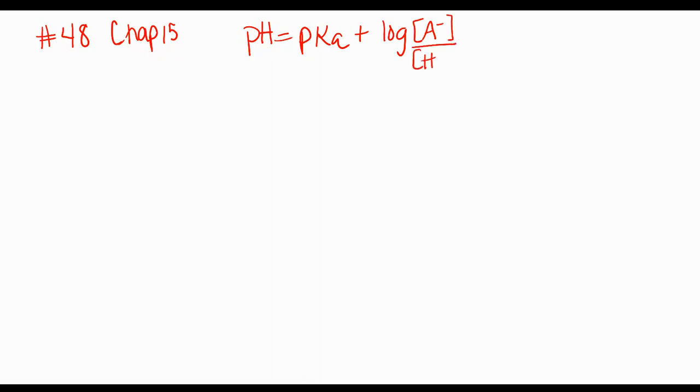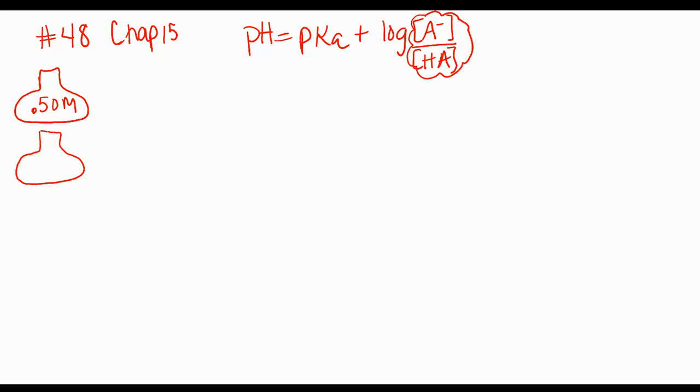Okay. And then lastly, there's one really important one, that's number 48 in chapter 15. The conceptual piece is that the ratio of A minus to HA, this ratio determines what pH your buffer is at. So let's keep that concept in mind. So for number 48, we want to know what volume we have A minus at 0.50 molar.